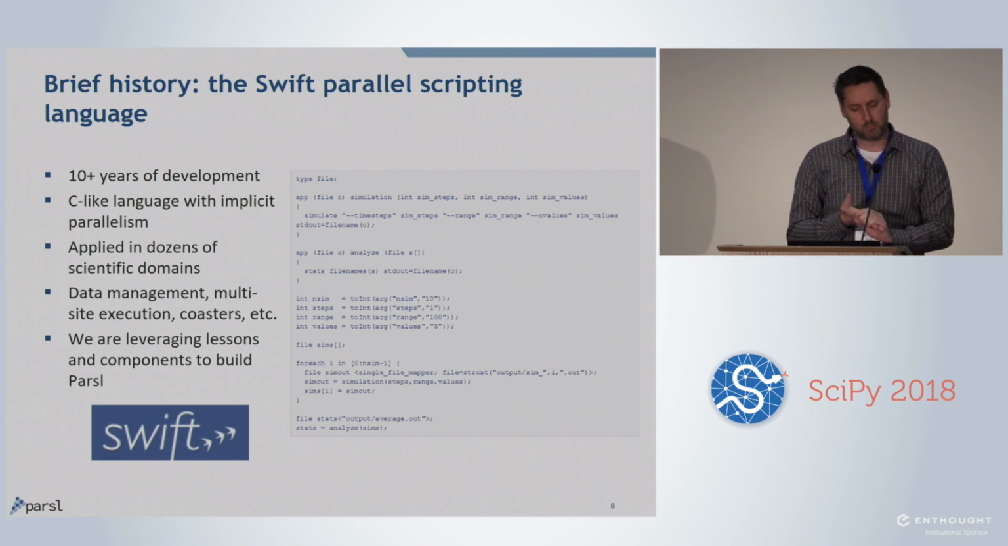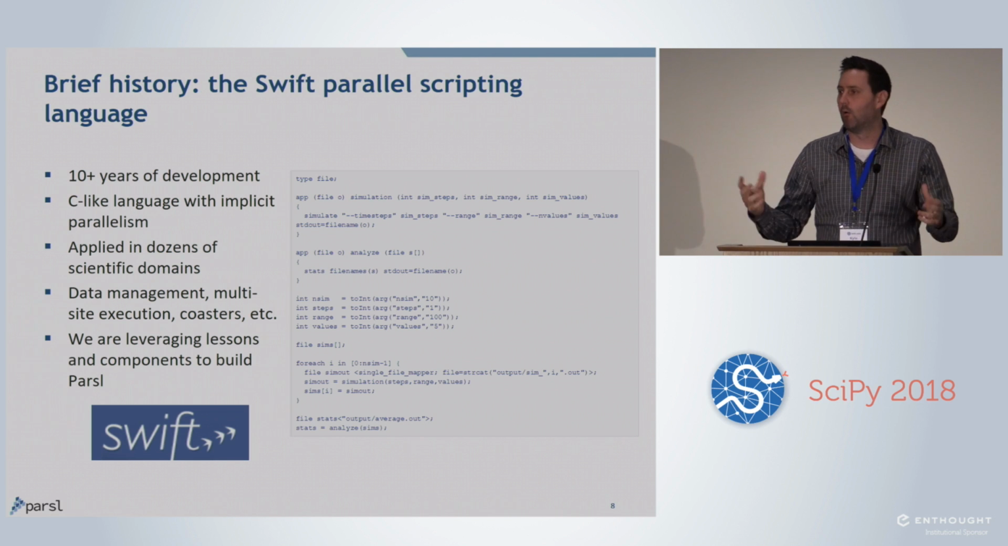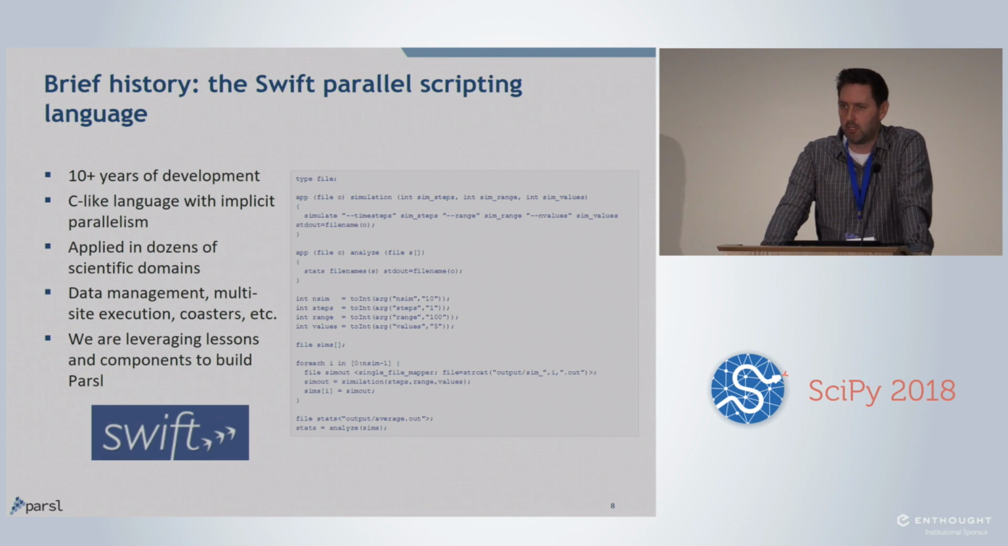So in terms of how we got to this point, our team's been working on parallel workflows for 10 plus years. In the early 2000s, we developed an implicitly parallel scripting language called Swift. Of course, the name changed recently because Apple developed their own programming language called Swift.